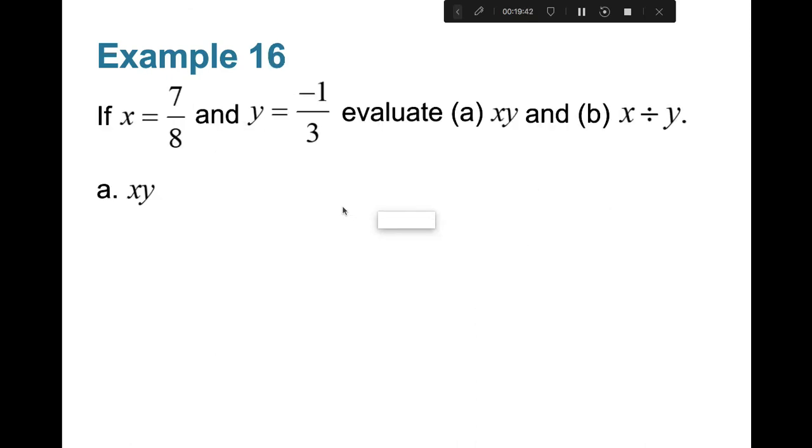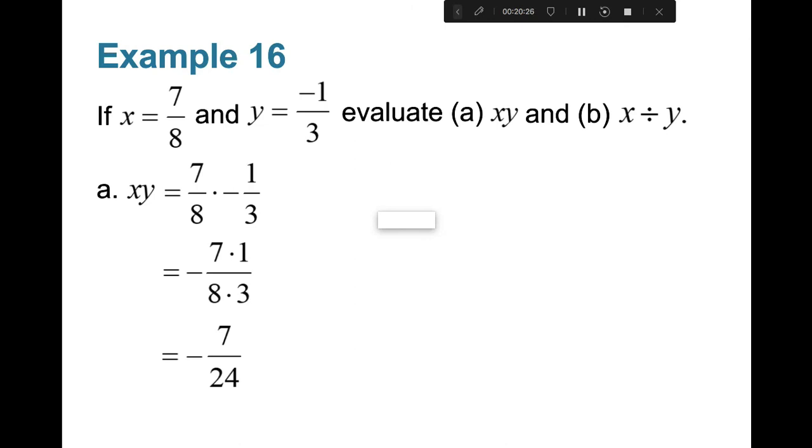The last section of this lesson tells us we are going to evaluate if we are given some numbers. So if x is 7/8 and y is a negative 1/3, what is x times y? We're going to multiply these straight across. Is there anything we can cross cancel? No. So my answer is -7/24. Make sure you include that negative.